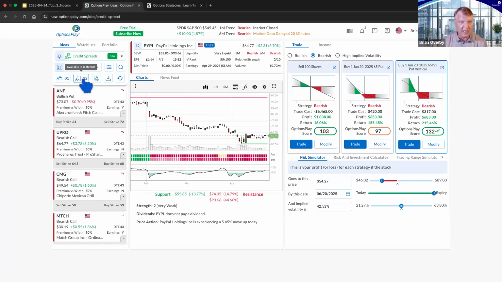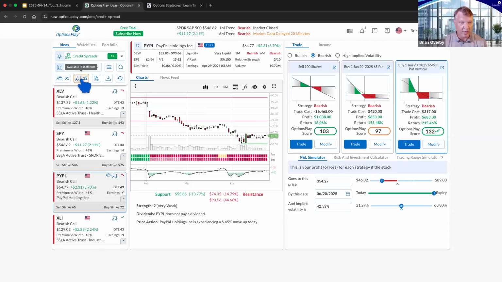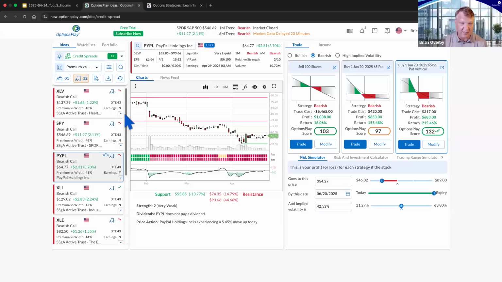And you can also look at a watch list too. If you have watch lists set up that are your own personal watch lists, and you click on those watch lists, it will show you underlyings and give you ideas for credit spreads on those underlyings that are inside your watch list.